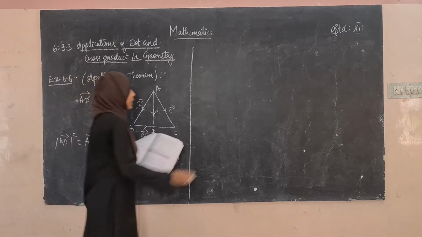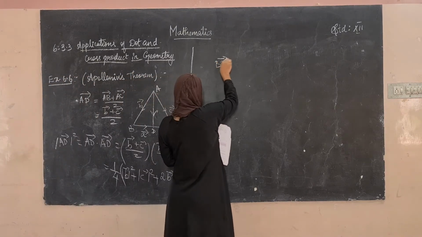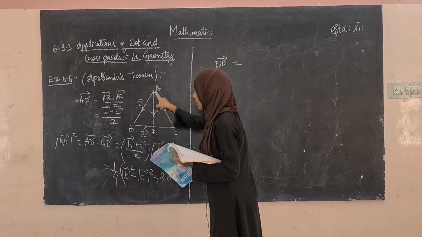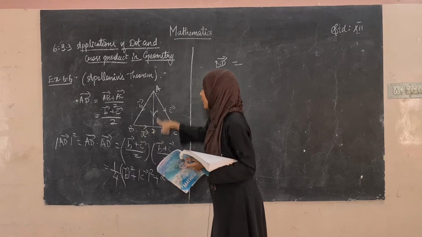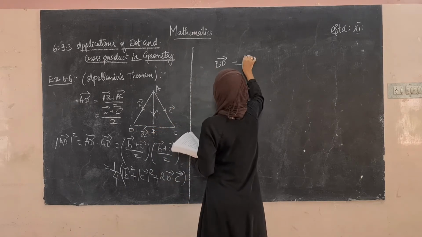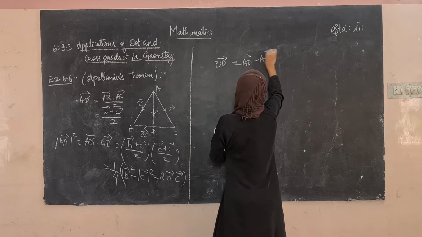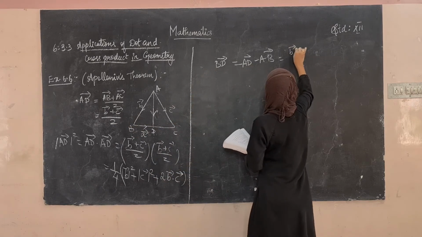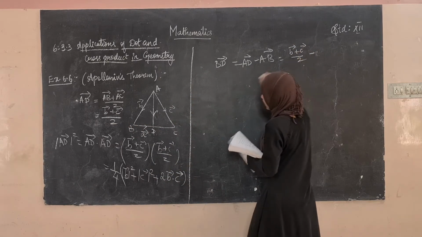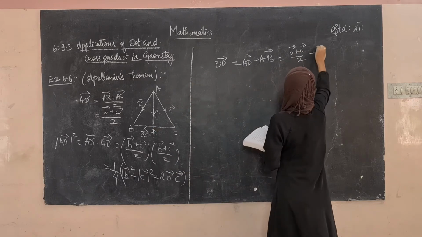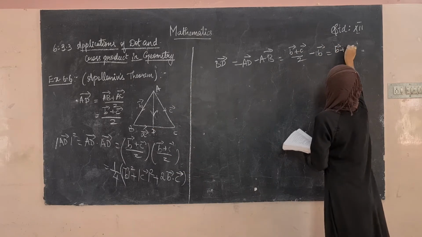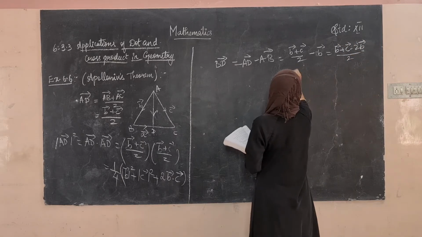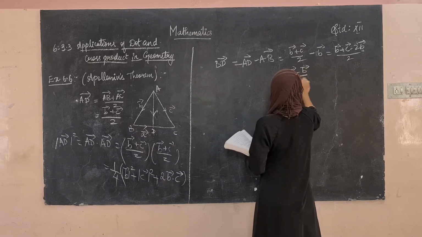Okay, now let us take what is BD vector? BD vector is equal to AD vector minus AB vector. What is AD vector? We know AD vector is B vector plus C vector divided by 2 minus what is AB vector? It is B vector, which is equal to B vector plus C vector minus 2B vector divided by 2. So the answer is C vector minus B vector divided by 2.